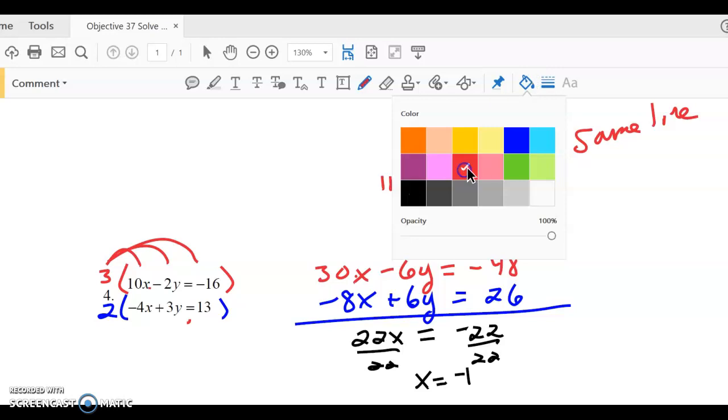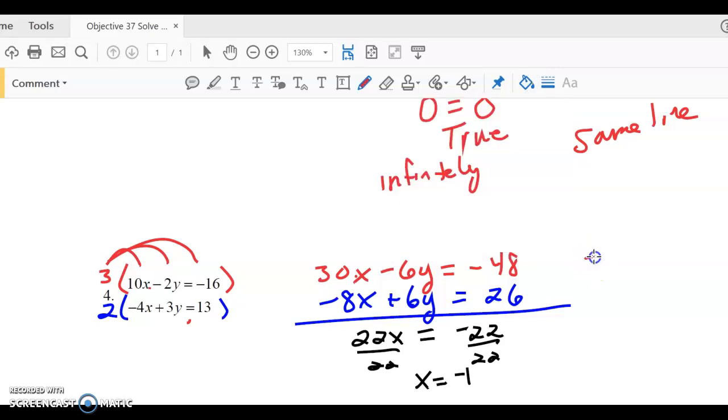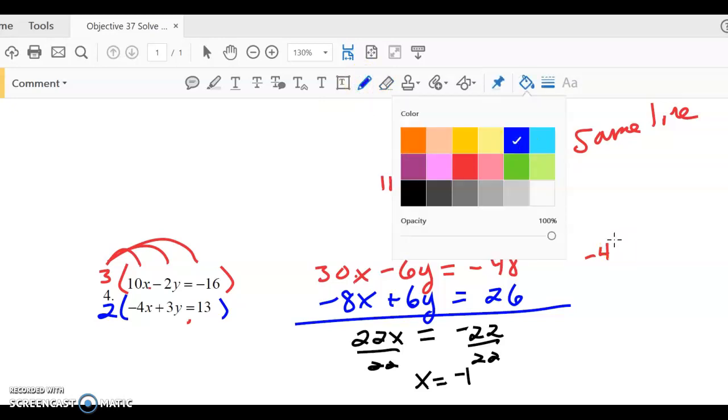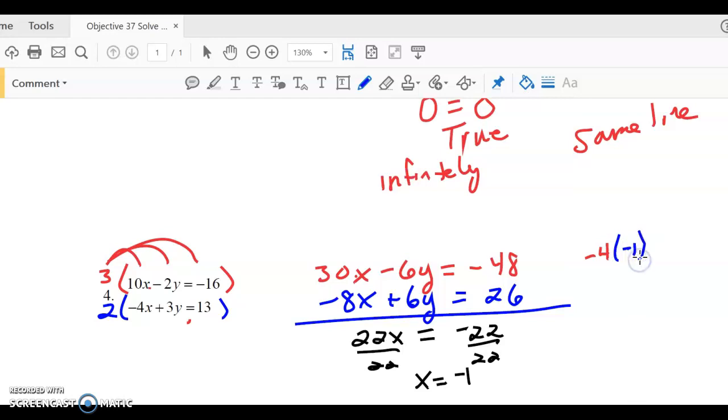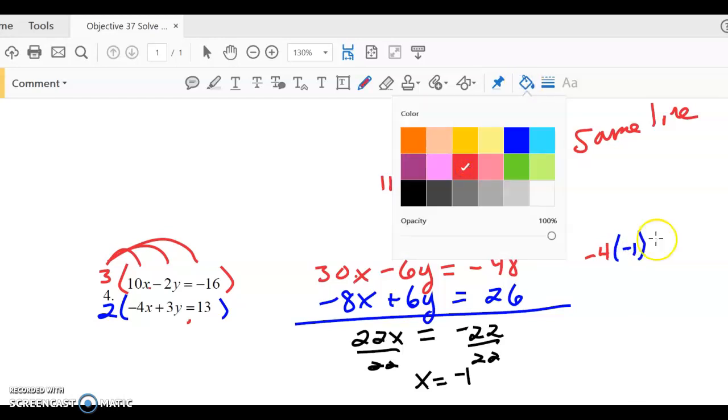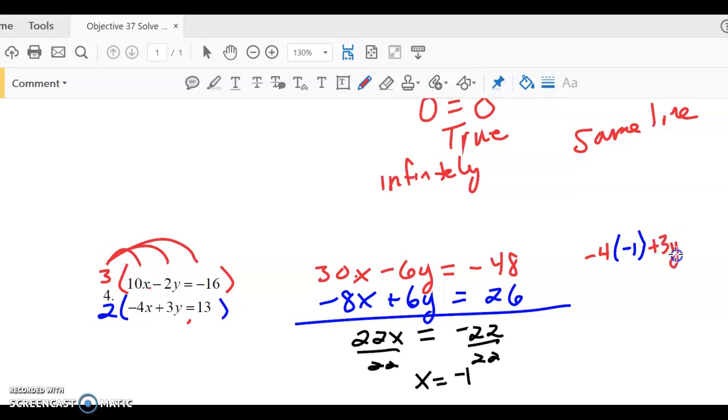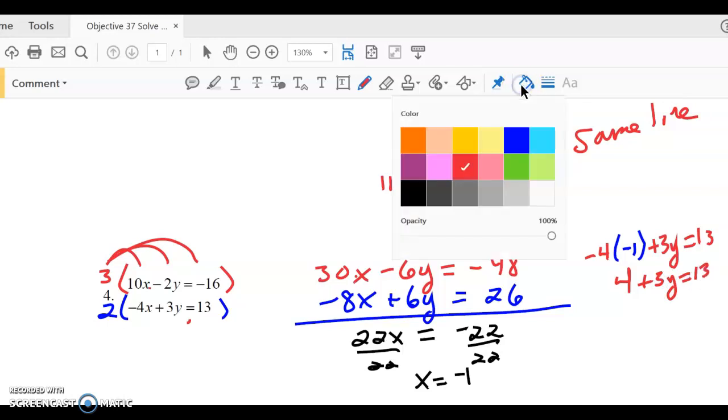Now to find y, again, I'm going to substitute into either of the original equations. I think it's going to be easiest to take the bottom equation, because the factors are small. So we have negative 4x, but I'm going to take out the x. The x is negative 1, so I'm going to replace it with negative 1. Rewrite the plus 3y equals 13. And then I'm going to solve. So 4 plus 3y equals 13.